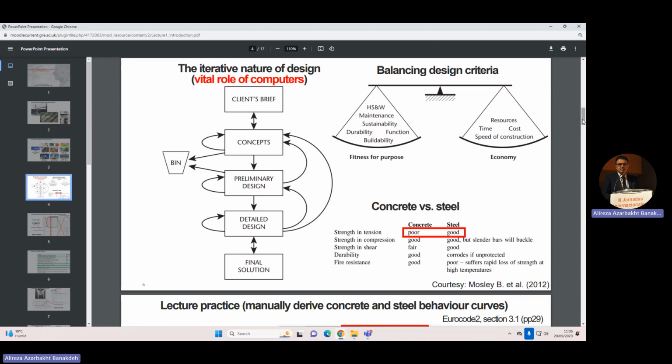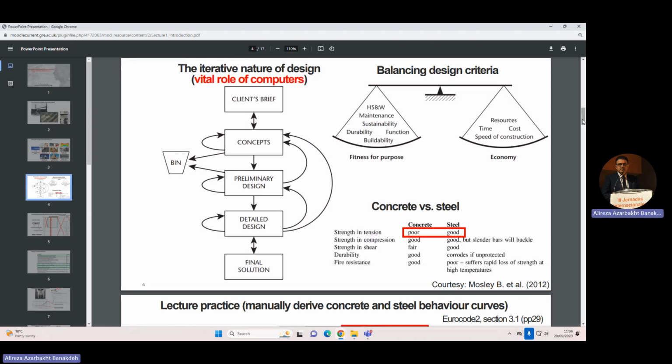And when we come to steel and concrete, there are some differences between these two materials. Let's see what they are. For example, these are for concrete, these are for steel. Concrete has poor strength in tension. Do you remember structural design? All of the bottom part of the beam is out of calculation. Concrete in tension is awful, isn't it? But steel is good, not bad. Although buckling is a problem, if you set aside buckling, steel is good in strength in compression.